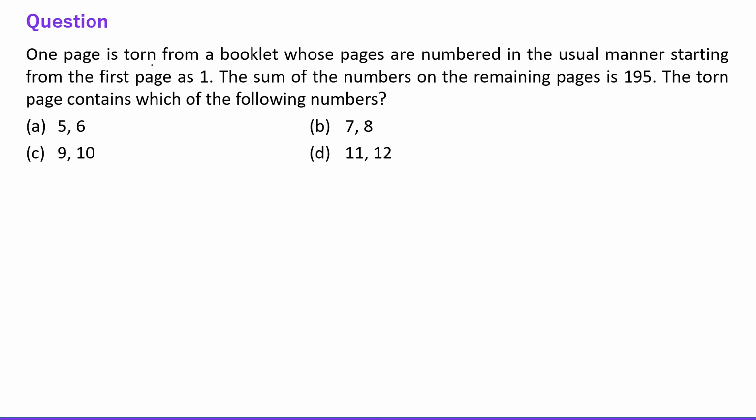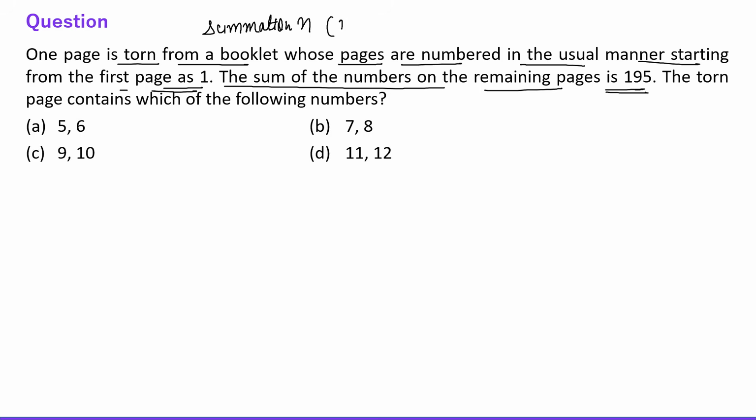Next question is, one page is torn from a booklet whose pages are numbered in the usual manner starting from the first page as 1. The sum of the numbers on the remaining pages is 195. This question is based on summation n. Summation n, and the topic is from number system.